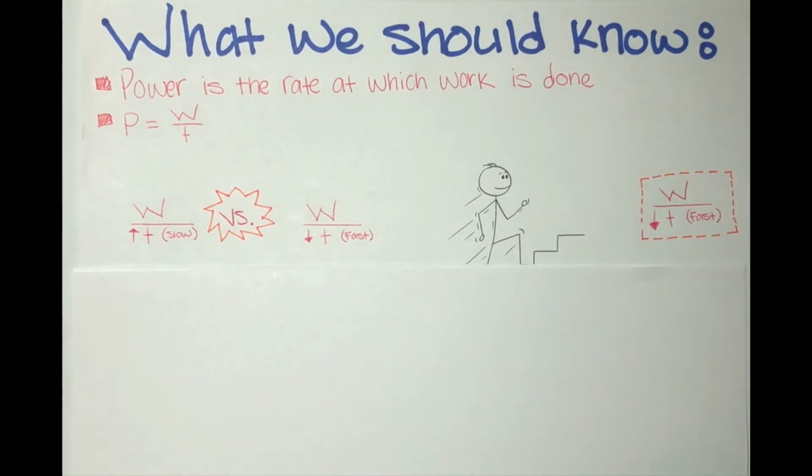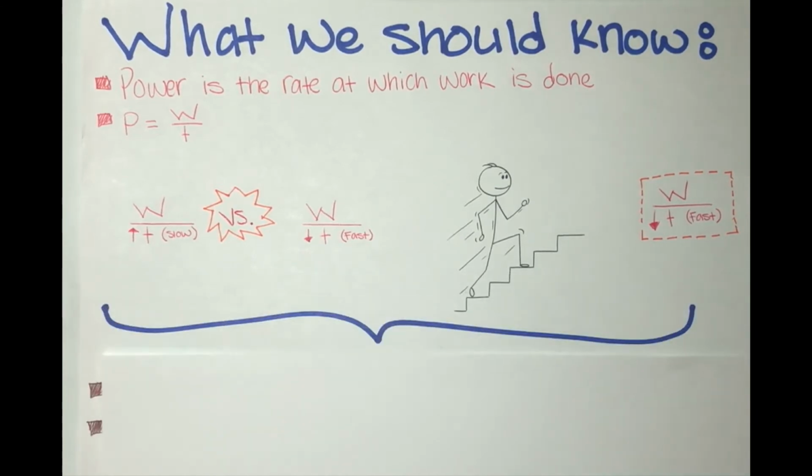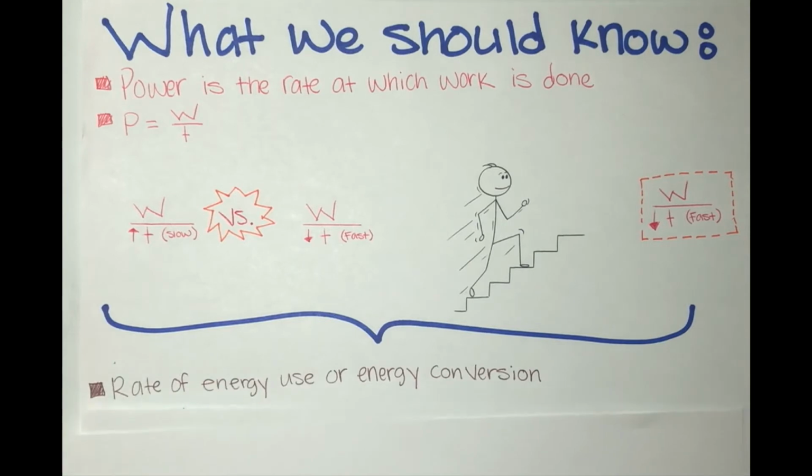So if we take this example and reimagine the way that we define power, we'll realize that we can define power as the rate of energy use or energy conversion. Understanding that in an equation, which is also one that we should be familiar with at this point, would be P equals W over t, or a change in potential energy over time.